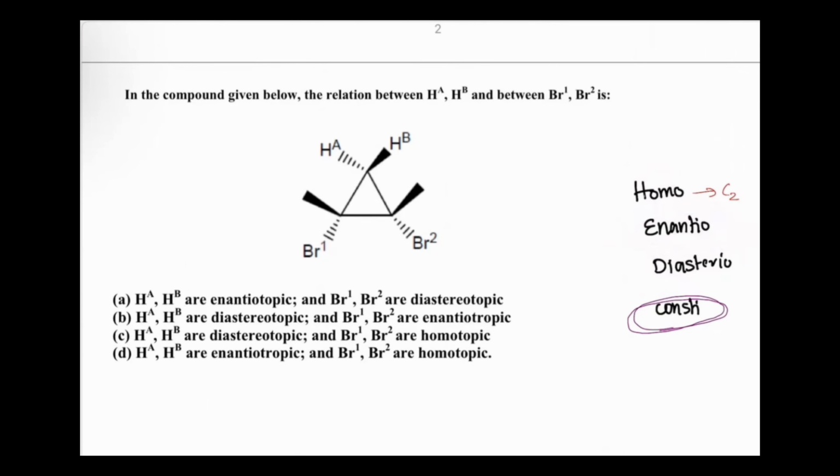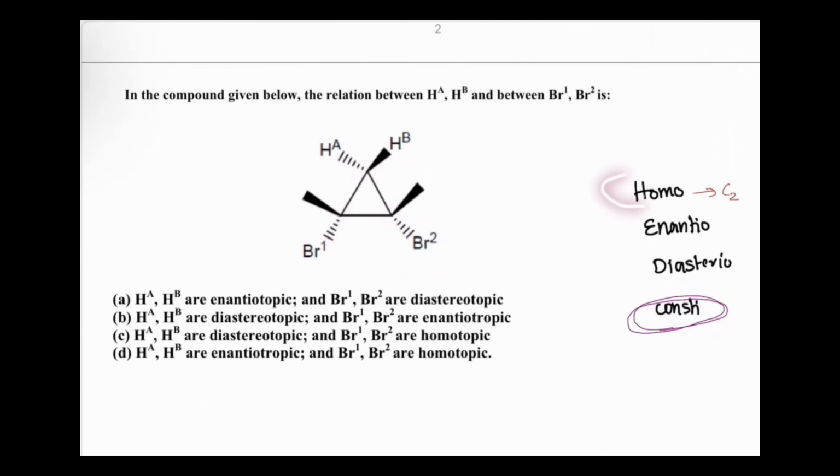Okay. And one more case, suppose there is no sigma in the molecule at all. In this case also, you'll get diastereotopic. Okay. So we'll come back to our molecule. Here we need to find the relation between HA and HB and Br1 and Br2. And here the connectivity of HA and HB is same. So this will not be constitutionally heterotopic. And Br1 and Br2 also, it is connected to same kind of atoms. So this also not constitutionally heterotopic.